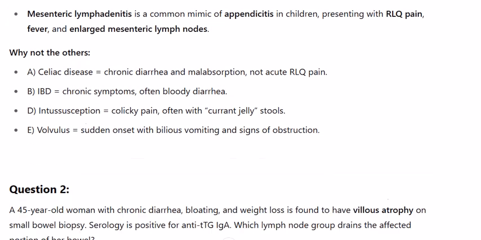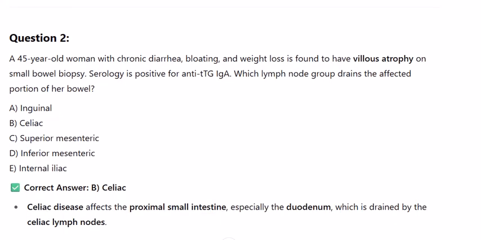Question 2. A 45-year-old woman with chronic diarrhea, bloating, and weight loss is found to have villous atrophy on small bowel biopsy. Serology is positive for anti-TTG IgA. Which lymph node group drains the affected portion of her bowel? A. Inguinal. B. Celiac. C. Superior mesenteric. D. Inferior mesenteric. E. Internal iliac. Correct answer?